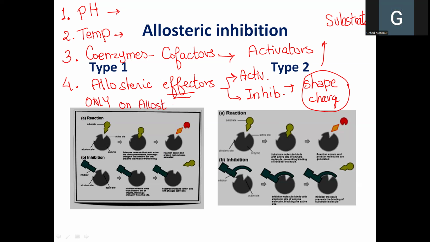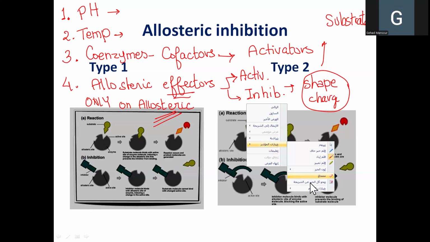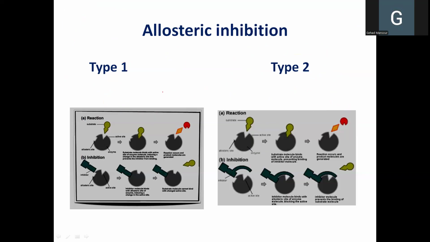If the enzyme is not allosteric, meaning that the enzyme does not have a second site, which we call the allosteric site, then the allosteric effector can no more carry out its function. Now, we have actually 2 types of allosteric inhibitors. Type 1 is easy to understand.